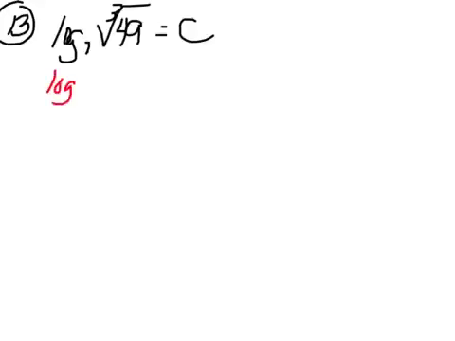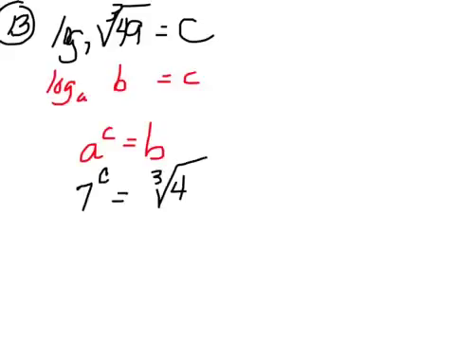This is an alphabetical logbook, so this is A, B, C. And I'm going to rewrite it as I, C, a B. Okay. My A is 7, my C is my missing exponent, and B is the cube root of 49. Now that looks pretty weird, doesn't it?